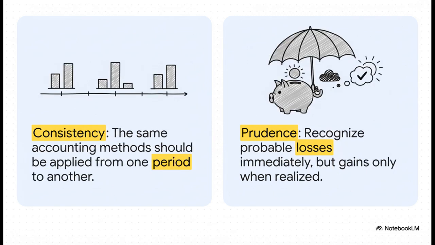Now, for two principles that are all about good judgment. Consistency is pretty straightforward. A company needs to use the same accounting methods year after year.